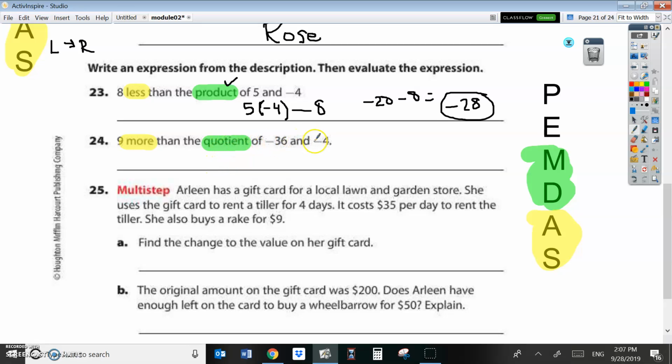Quotient of 36 and negative 4. So it's negative 36 divided by negative 4 plus 9. So quotient is done right there. And then 9 more is right here. Negative divided by a negative is a positive. 36 divided by 4 is 9. 9 plus 9 equals 18.